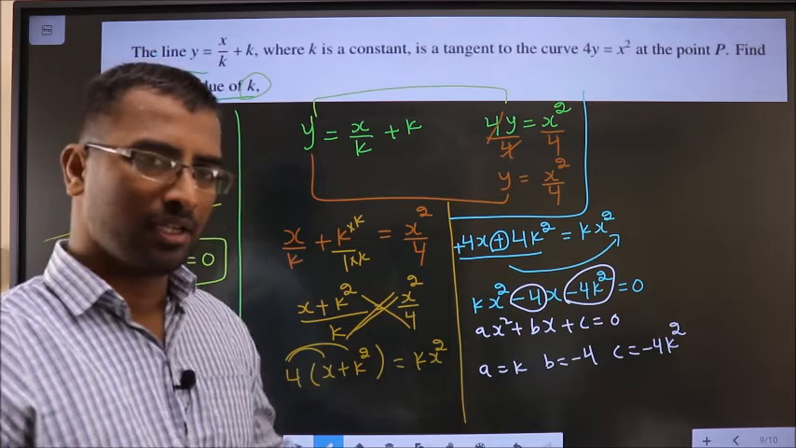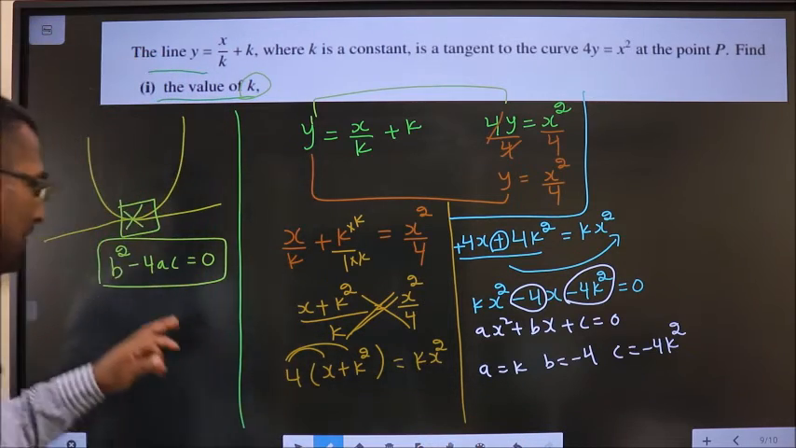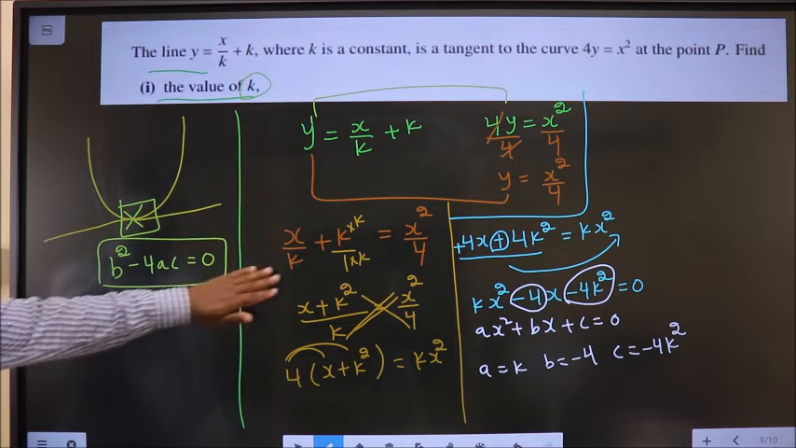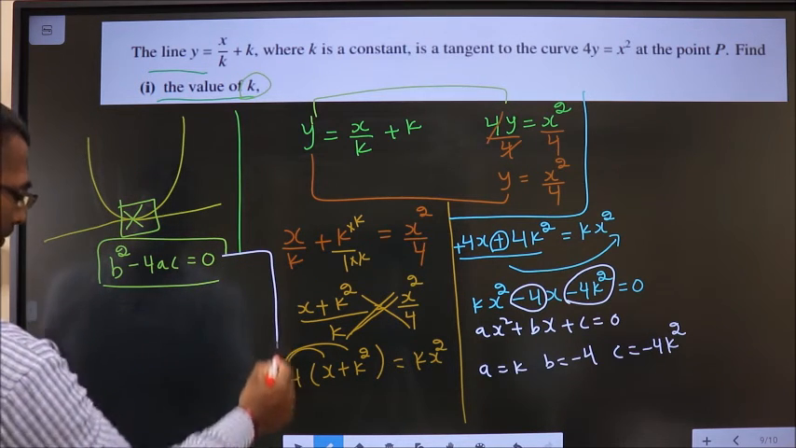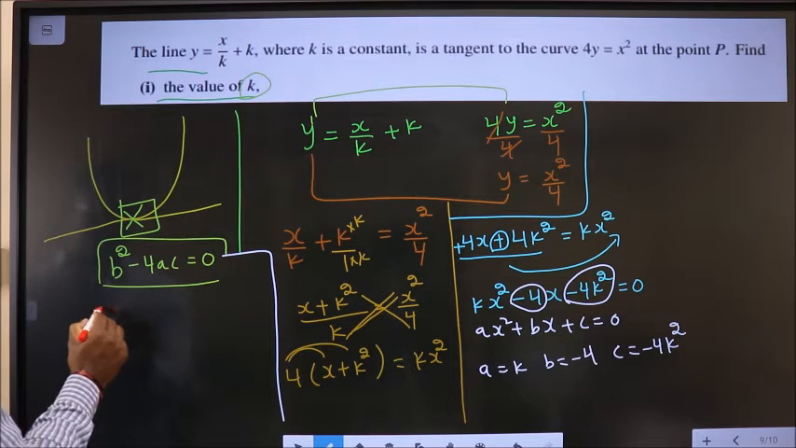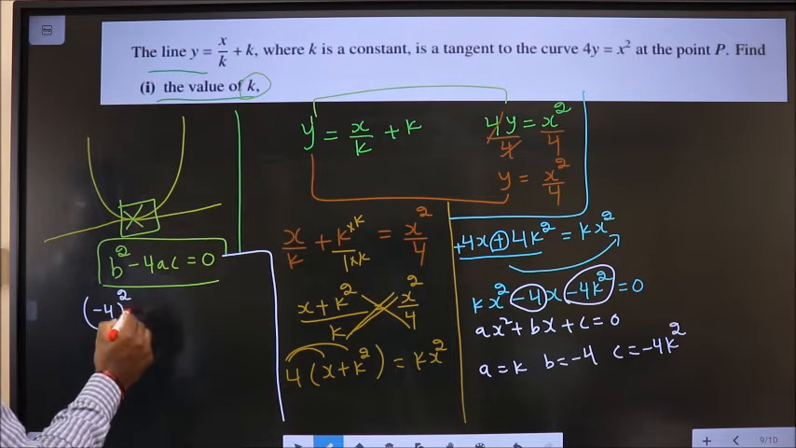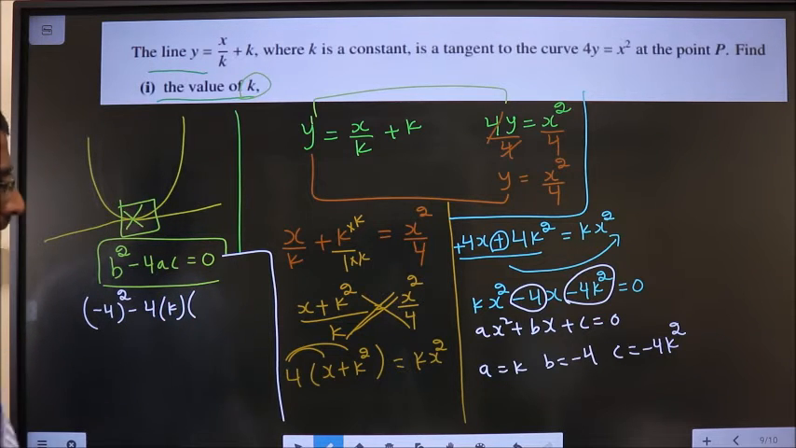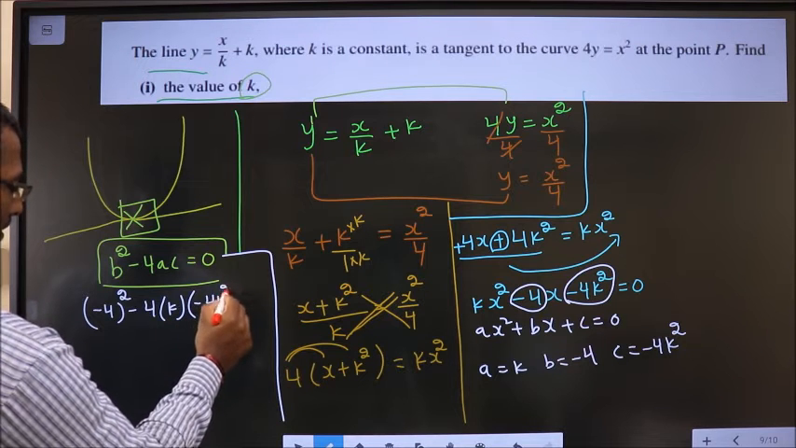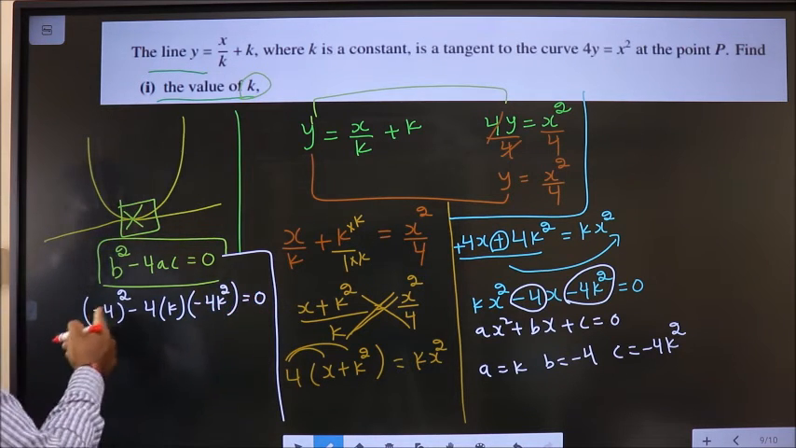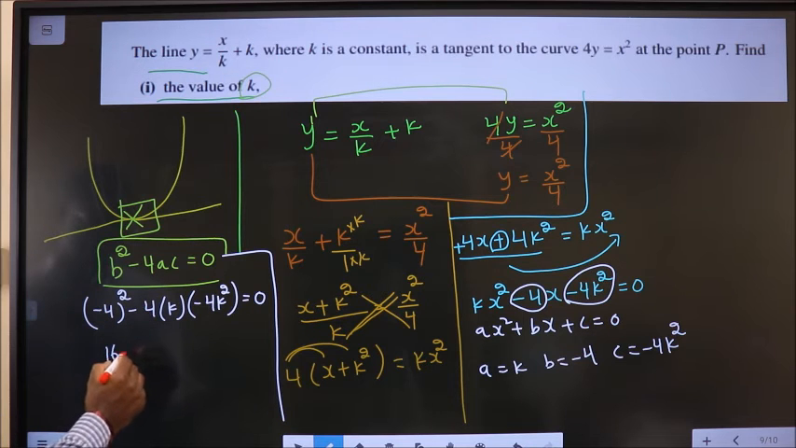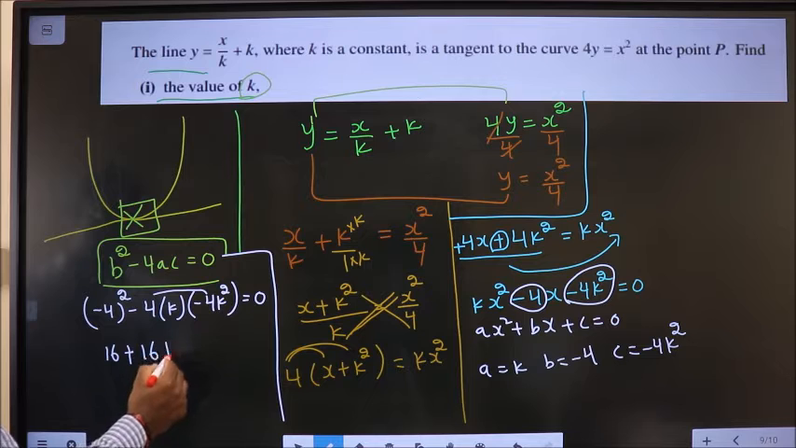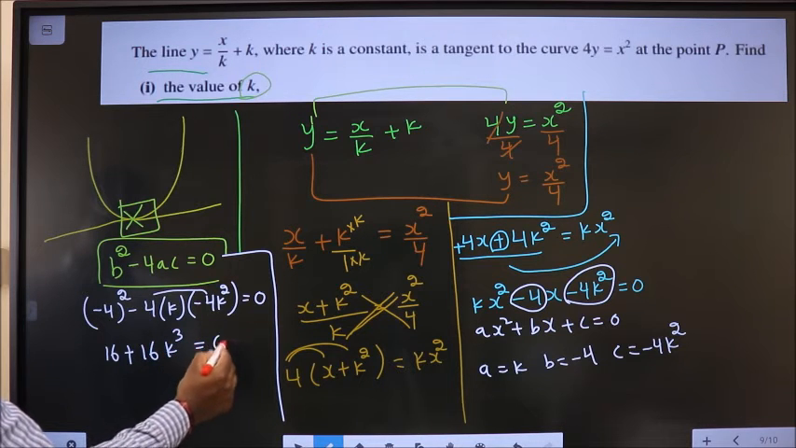Now, let us replace the values of a, b and c in this condition. In place of b, minus 4. So, minus 4 whole square minus 4 times a is k and c is minus 4k square is equal to 0. Here minus 4 whole square is 16. Here minus will become plus. 4 and 4 is 16. K and k square is k cube, is equal to 0.